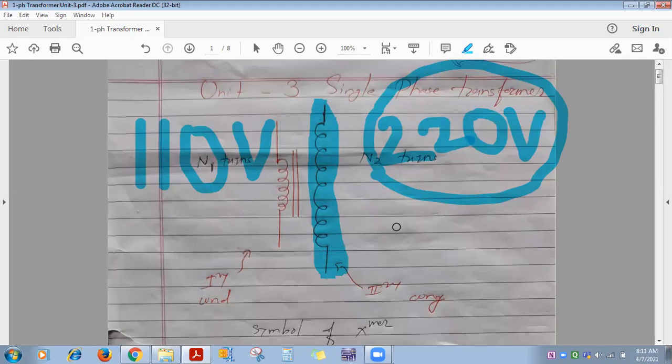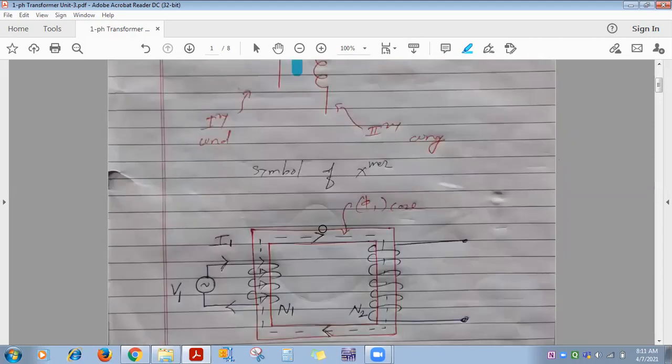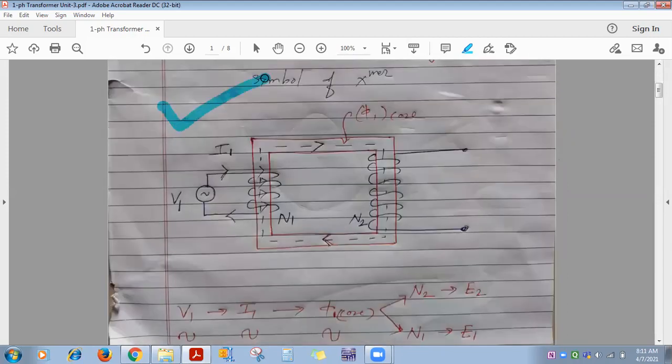And both the windings, primary and secondary, both the windings are wound on common magnetic core. See, in symbol, whatever these two straight lines, it indicates the magnetic core. Means it is like this actually. See, this is the square or rectangular shaped magnetic core. It is made up of silicon steel. Okay, why silicon steel? That we'll see soon.